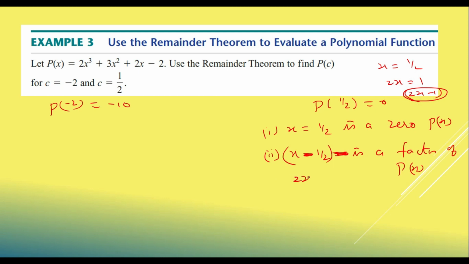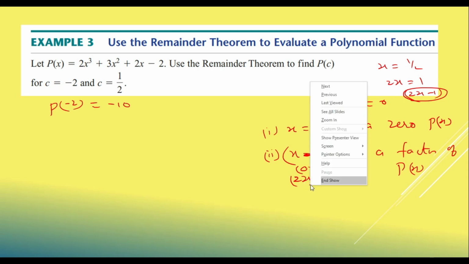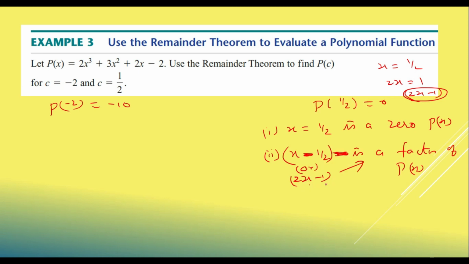Also 2x minus 1, instead of x minus half, you can write 2x minus 1 is a factor of p of x. So x minus half or 2x minus 1, isn't it? It's a factor, because in 2x minus 1, put x is half, 2 times half is 1, minus 1 is 0. So x is half, written in a different way. It's a factor of p of x.